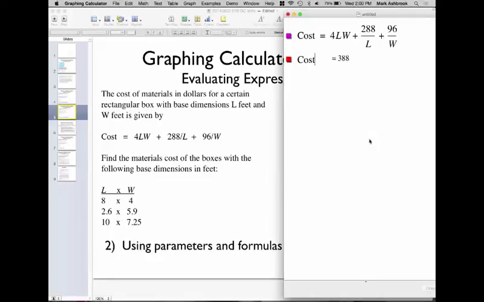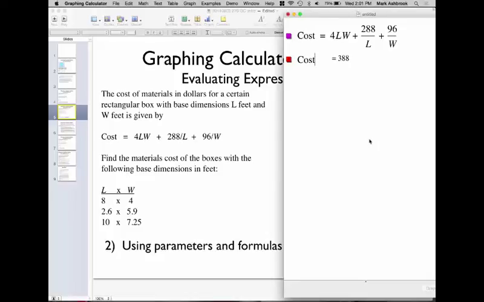Now, how did it give me the value 388 for the cost? What does that mean, 388? It's defaulting the other values. So what box is this calculated for? L equals 1, W equals 1. Because we haven't defined what L and W are, it's giving us the cost of a 1 by 1 box. You see that? L is 1, W is 1, right now, because we haven't defined it otherwise.